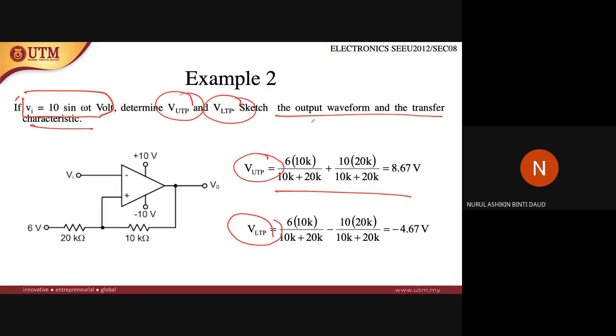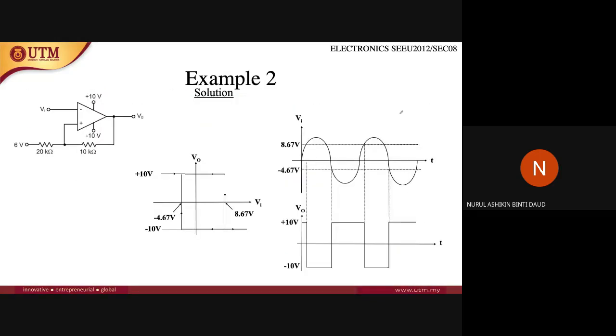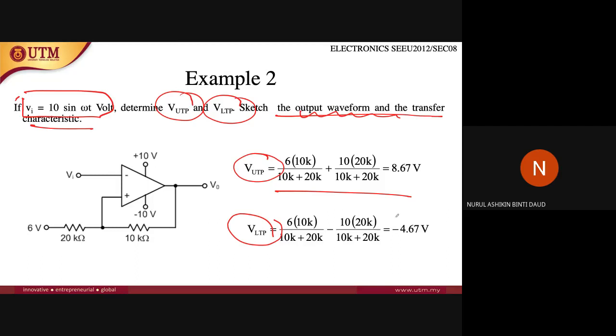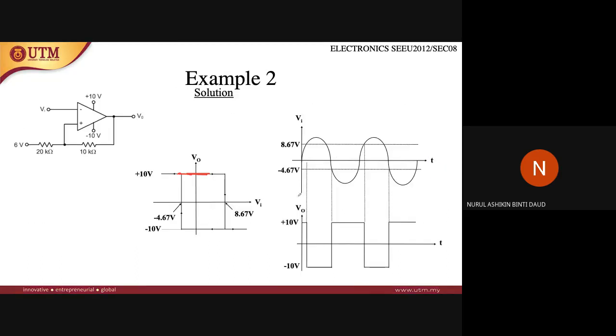And then what you need to do is sketch the output waveform. So the output waveform, it's actually continuous, but because I'm using a computer, this part looks a little different. So it's actually like this. Okay, so first of all, 8.67 volts. So this is the input signal. This is 10, this is minimum minus 10. This is positive 10.